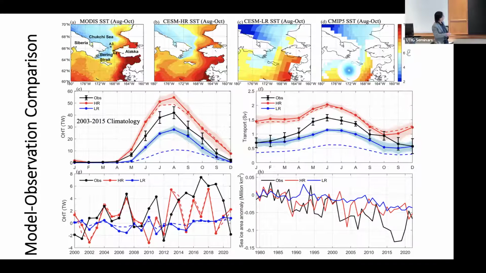And the bottom here is showing the heat transport through the Bering Strait, and the blue line is showing the low resolution. Now, it turns out in observation, there are no direct measurements of the heat transport across the Bering Strait. So the way the observationalists construct the Bering Strait heat transport is using a proxy method.